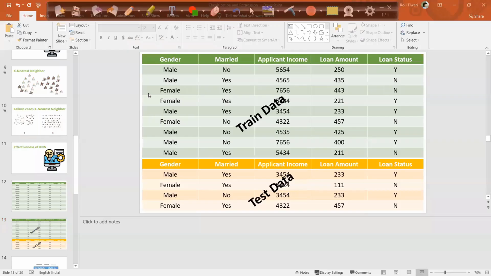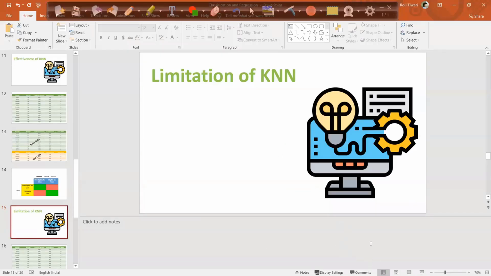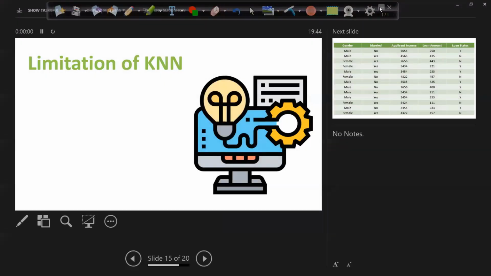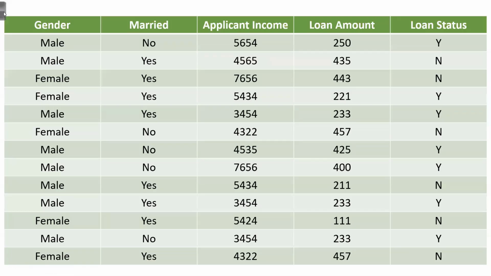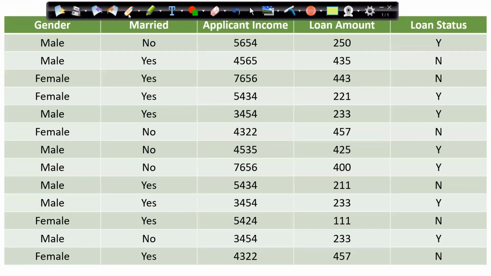How is this going to be the limitation? Let's understand that. That is the biggest problem for KNN. That's why people normally don't go ahead with this algorithm unless the data is small.